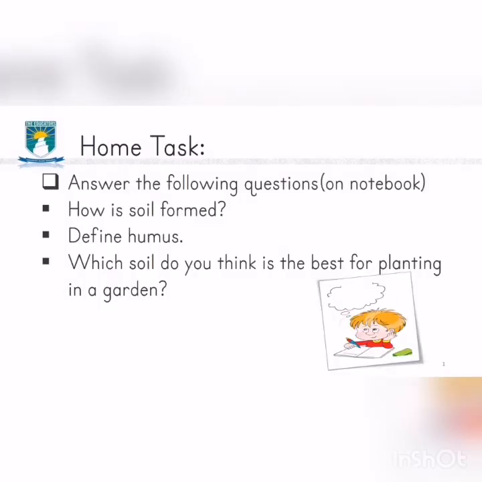Let's move towards the home task. Answer the following questions in your notebook. How is soil formed? Define humus. Which soil do you think is the best for planting in a garden? Prepare your notebook by drawing margin lines. Write down the date and day with HW on top.